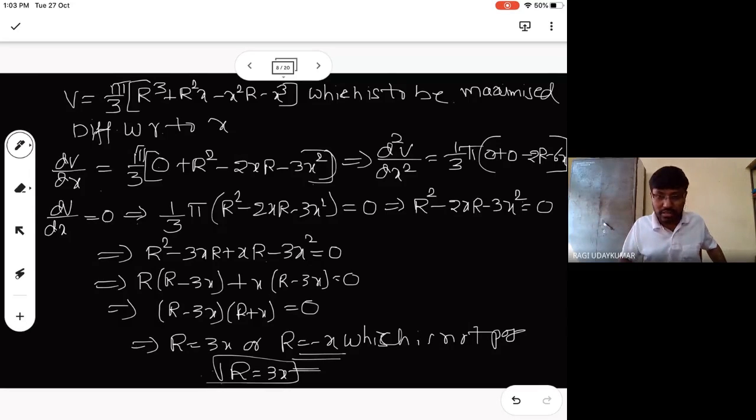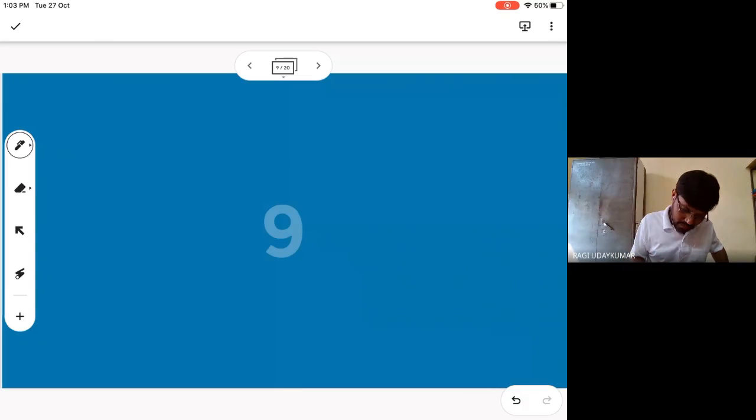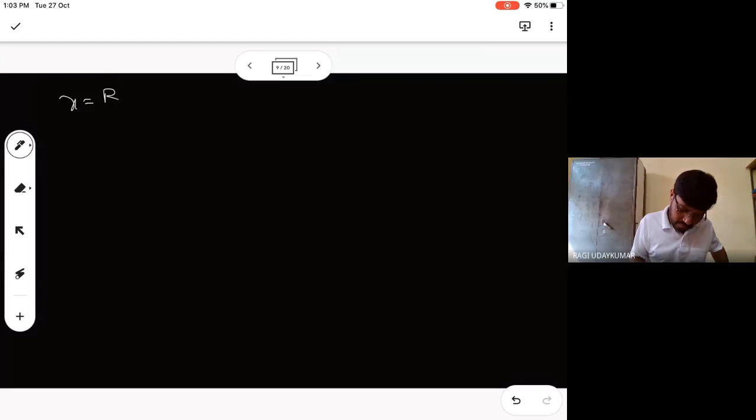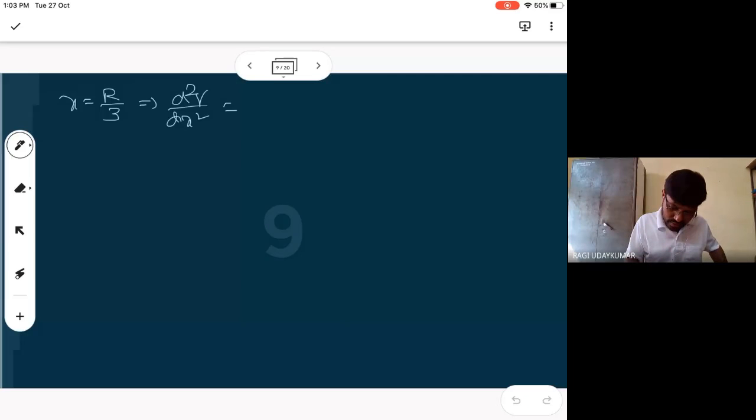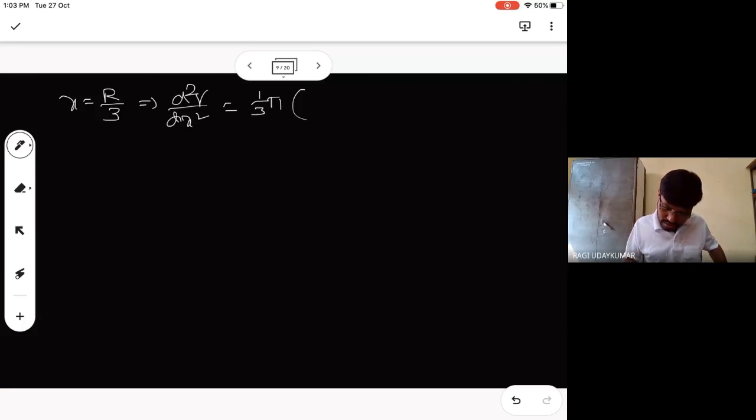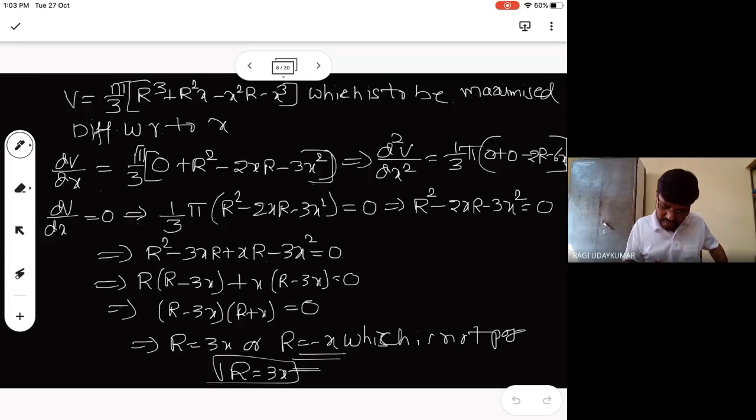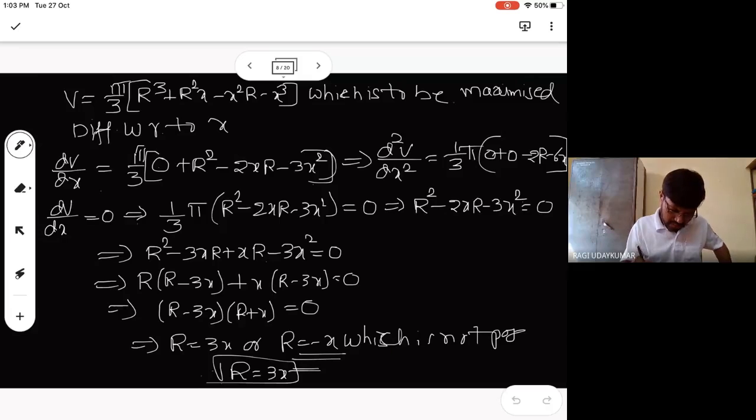Just here only, because as the space is not there, I am doing it here. X is equal to R by 3. D square V by dx square, what did we get? 1 by 3 pi, 0, 0, minus. I took the common factor, minus 2 comes out. If you take minus 2 outside, 2r plus 6x.